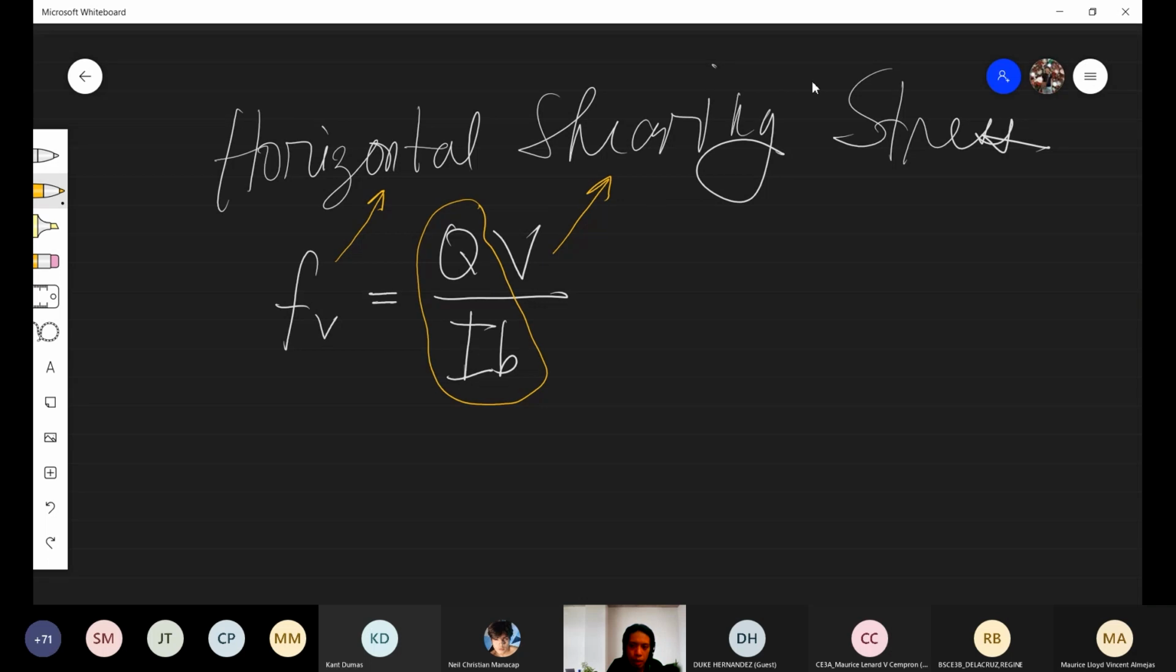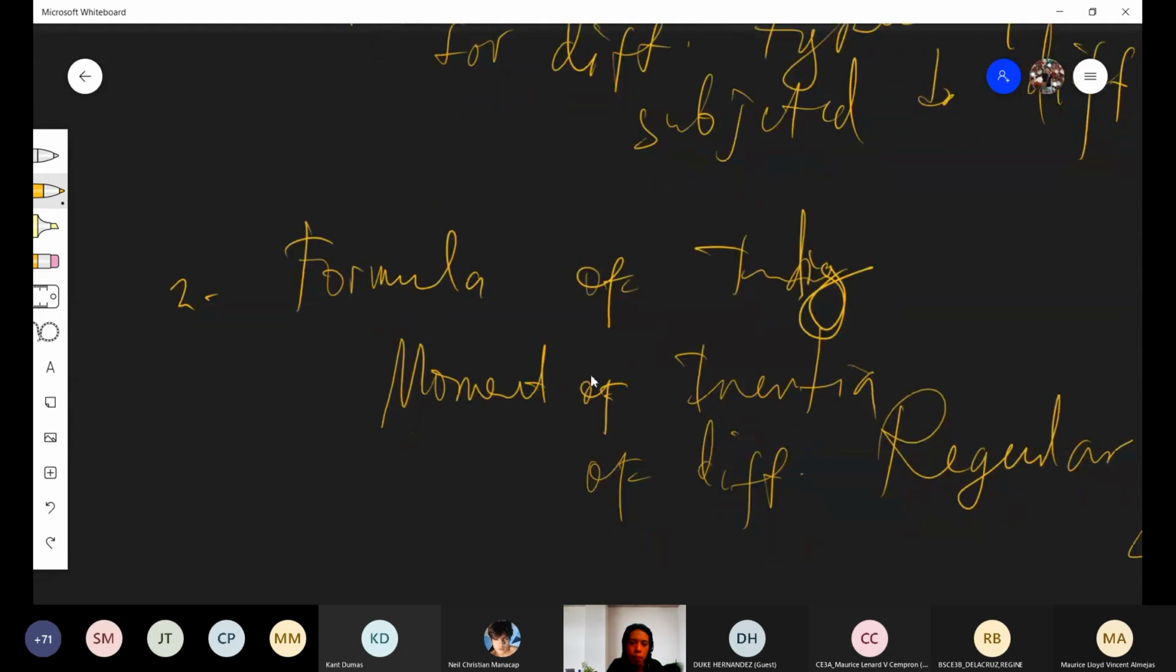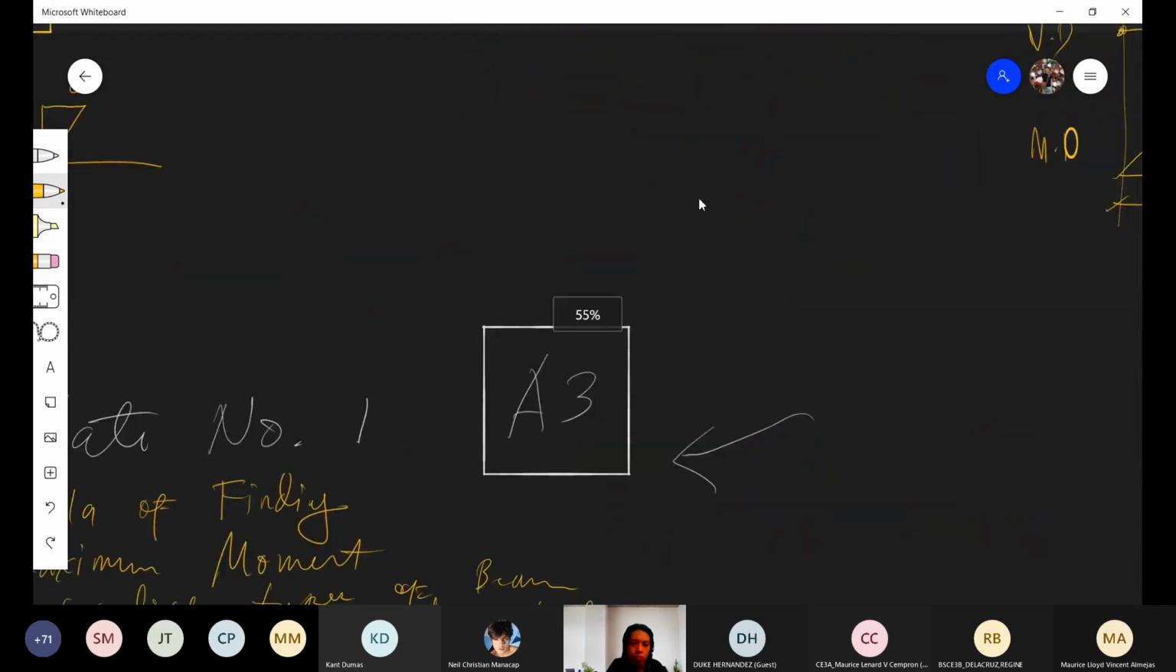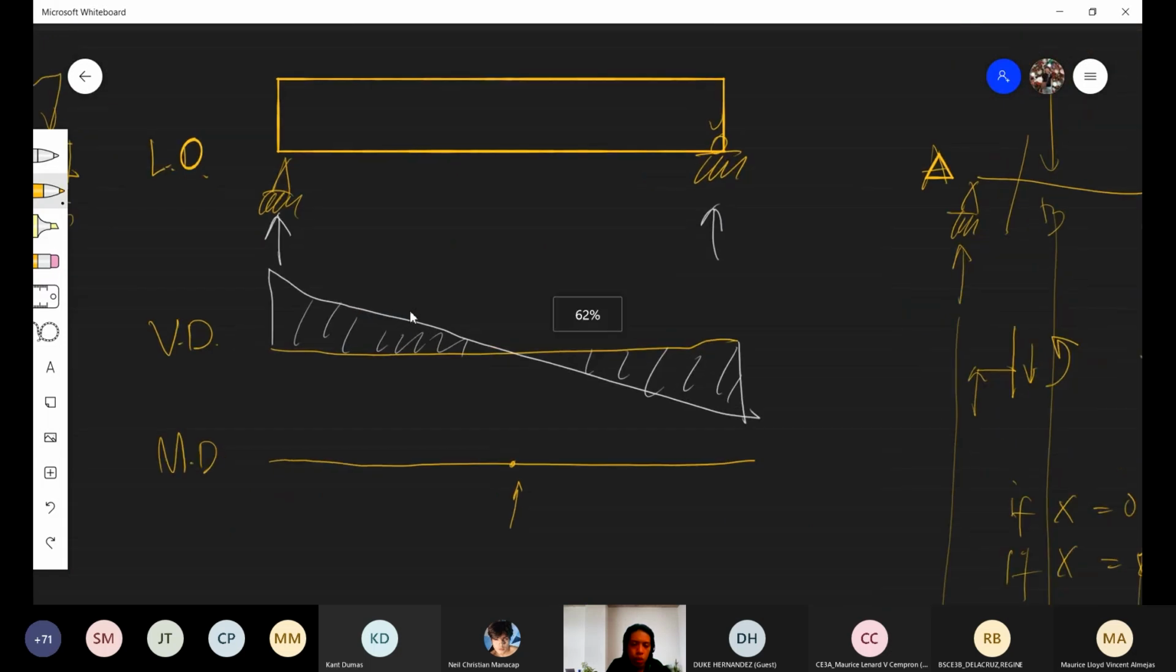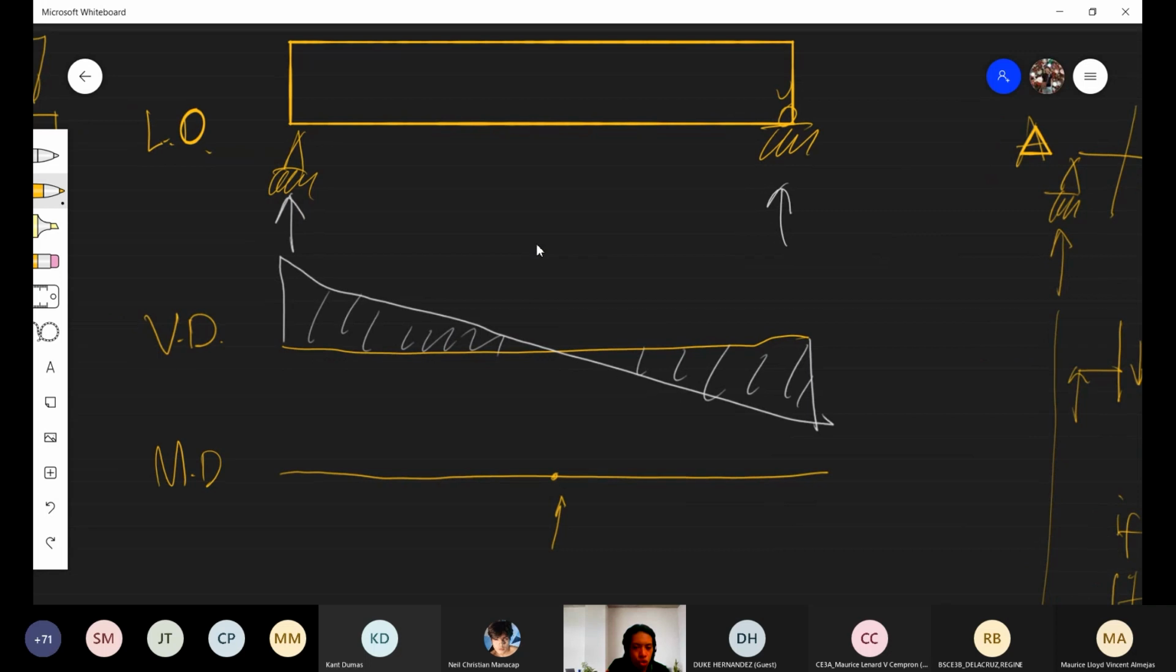Let us go back to the shear diagram. This is your shear diagram. Which section has the highest, the greatest horizontal shearing stress? In which section do you think the maximum horizontal shearing stress can be found? Mr. Maniakas.